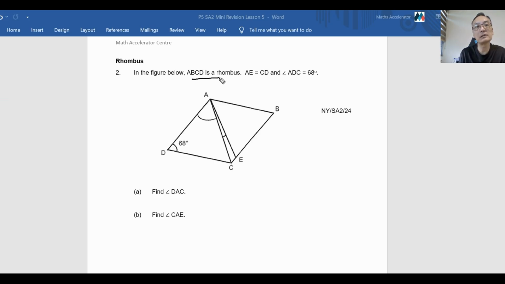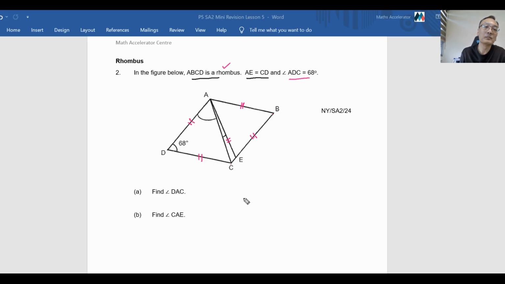We have a rhombus. We have these two lines are equal, so we have to indicate where the lines that are equal. AE is identical, of equal length to CD. Next, we have this angle ADC is 68. So a rhombus consists of four equal sides. So if this side and this side are equal, and this side and this side are equal, this line is indicating B to C.